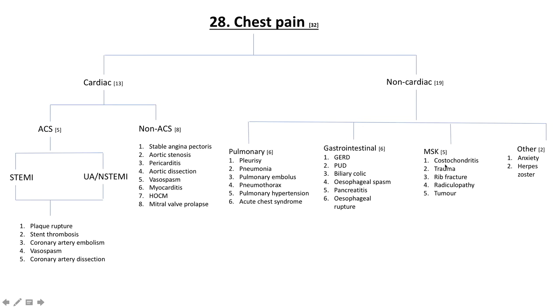Musculoskeletal issues like costochondritis, trauma, rib fracture, radiculopathy, and tumor. I just want to talk about costochondritis here. This exhibits point tenderness. So if you press on a specific portion of the rib cage, the pain is exacerbated at that point. That's quite specific. That's also called Tietze's syndrome. And then other causes like anxiety and herpes zoster as well. Giving you 19 non-cardiac causes of chest pain, 13 whopping cardiac causes of chest pain, giving you 32 in total.